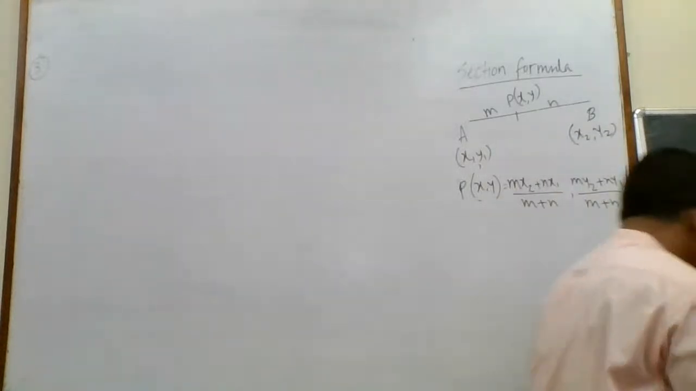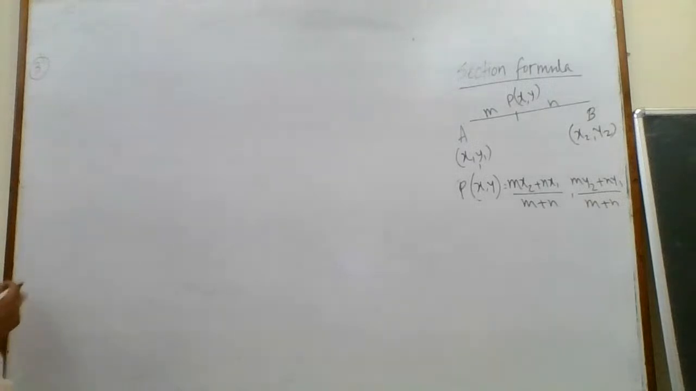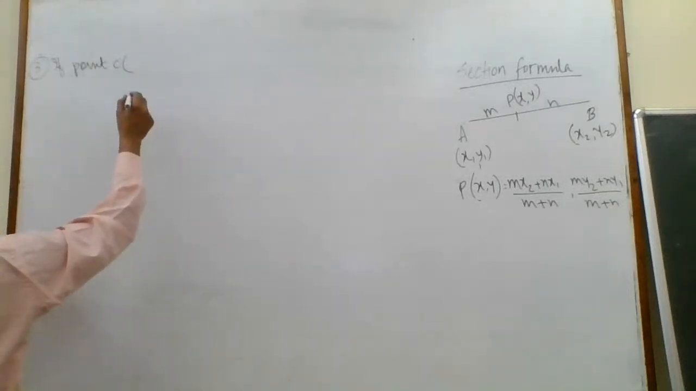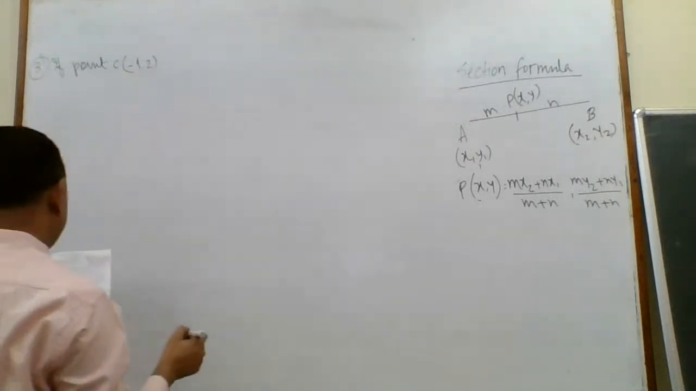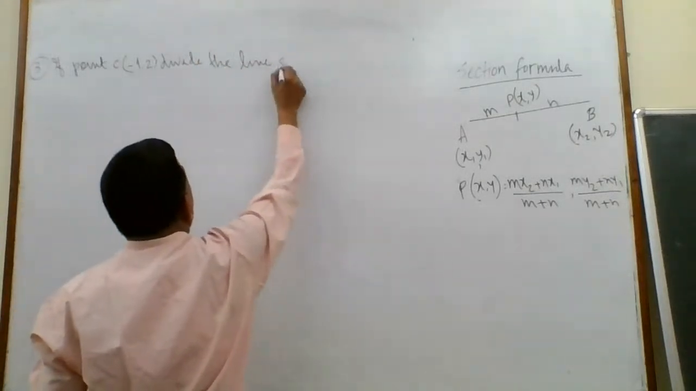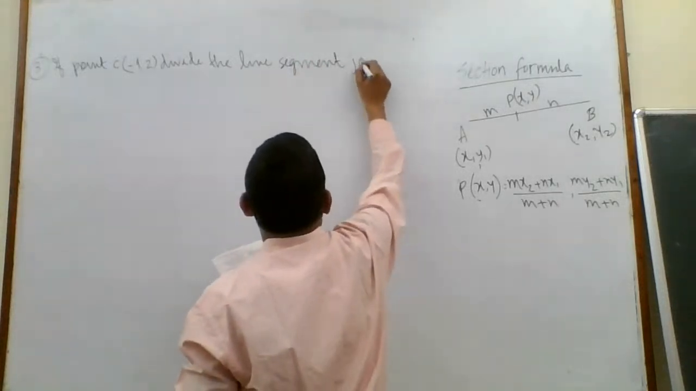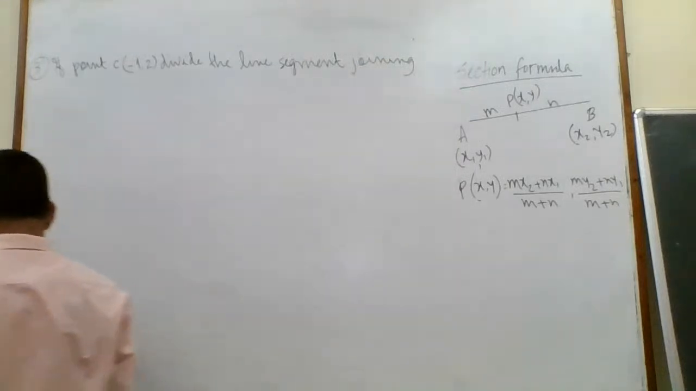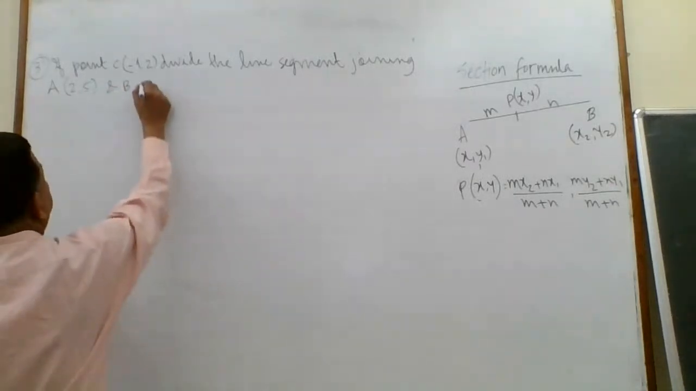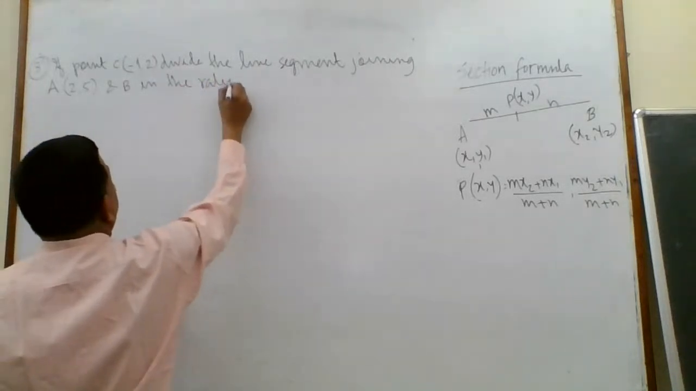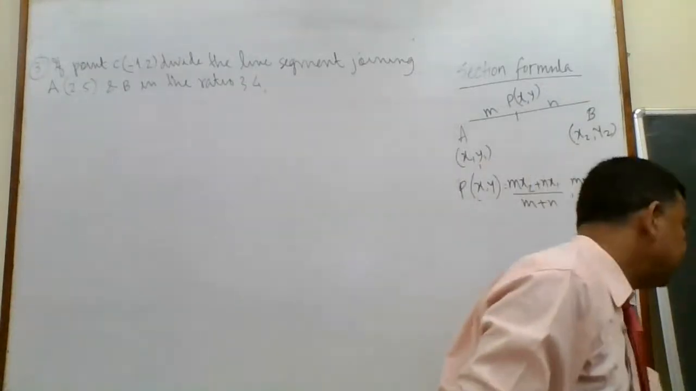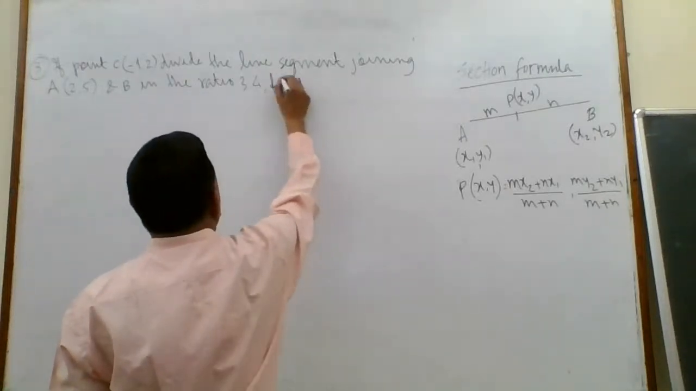Let's take one more today. If point C, whose coordinate is minus 1 and 2, divides the line segment joining points A (2, 5) and B, that means B is unknown, in the ratio 3 is to 4, then find B, means find the coordinates of B.